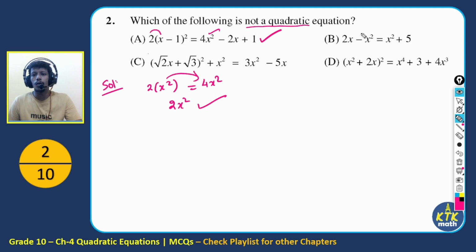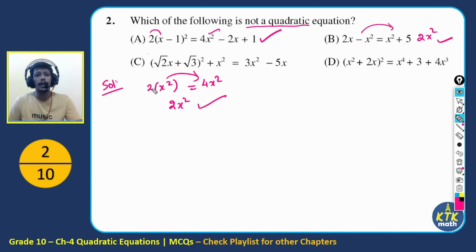And the second one also, when you are bringing this negative x square to one side, it will make x square plus x square, 2x square. Hence your x square term exists. Can you understand what I am saying? Yeah. Then option C, root 2x the whole square.